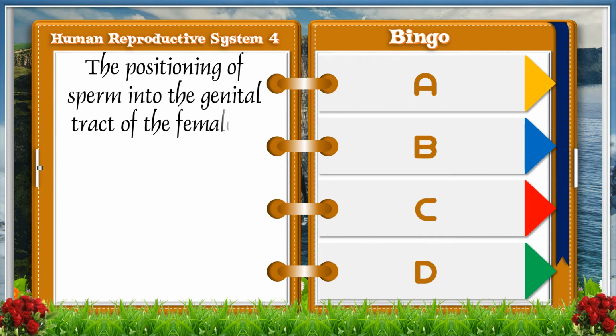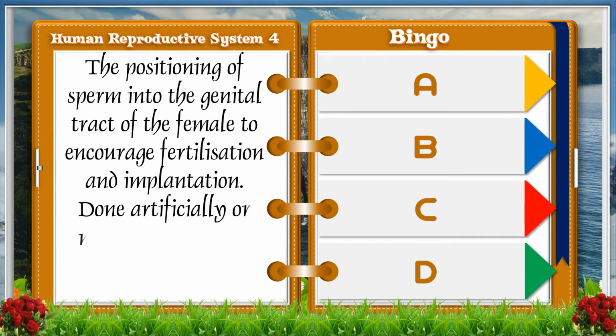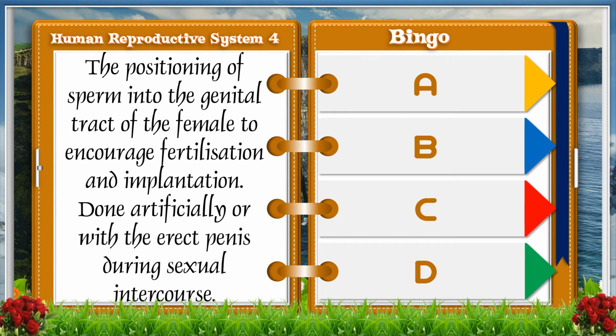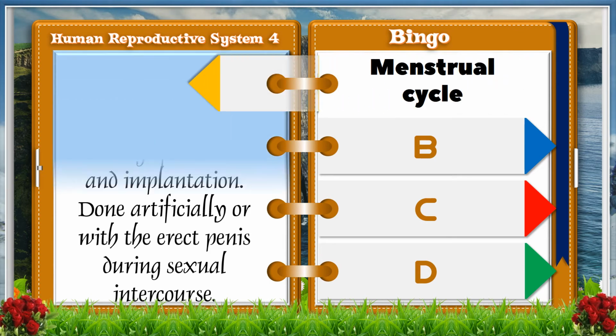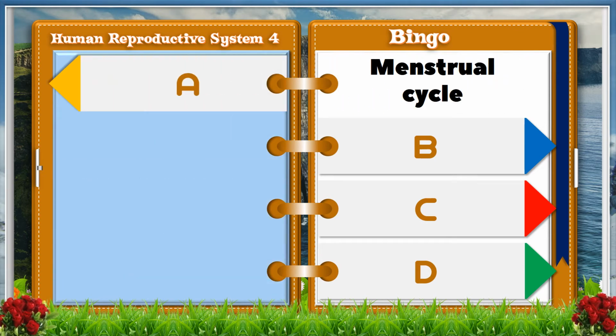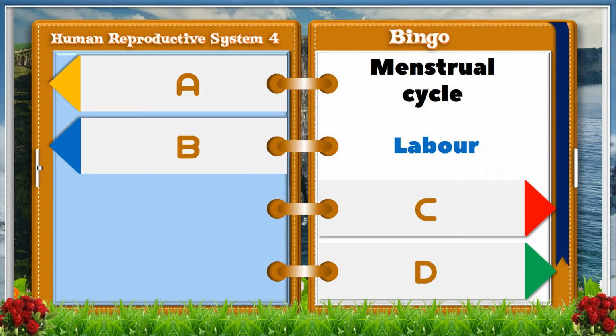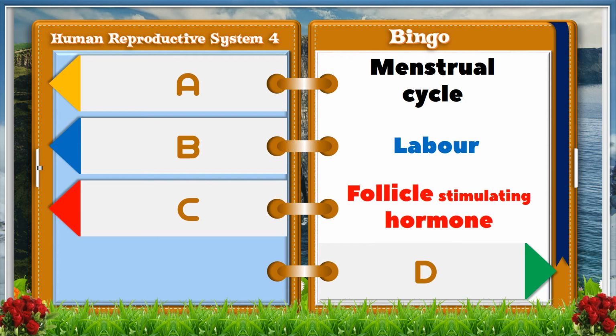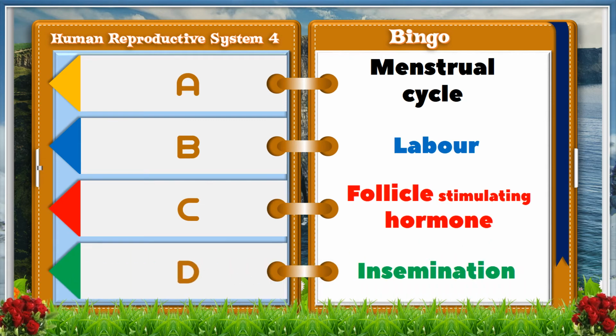The positioning of sperm into the genital tract of the female to encourage fertilization and implantation, done artificially or with the erect penis during sexual intercourse. A. Menstrual cycle. B. Labor. C. Follicle-stimulating hormone. D. Insemination. And the answer is D. Insemination.